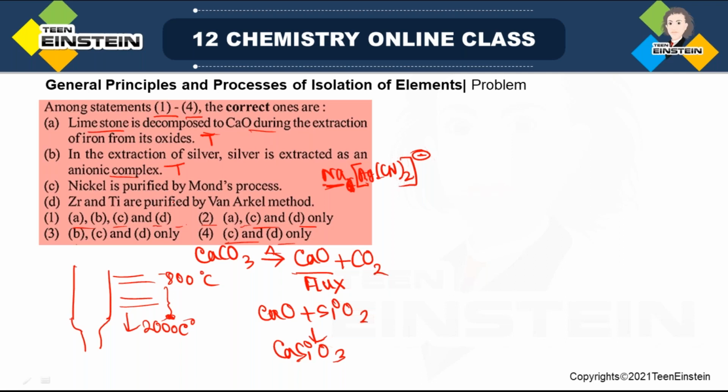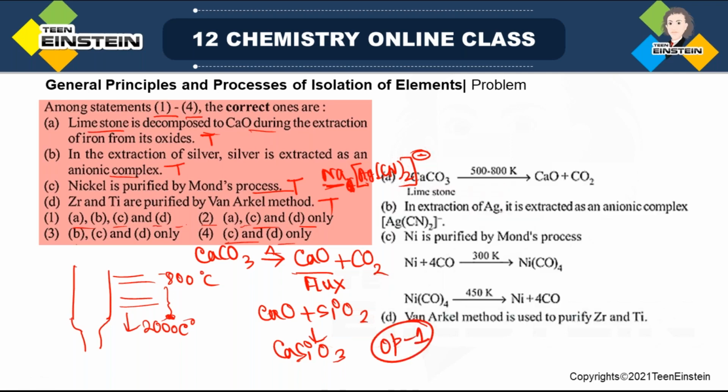Next statement: nickel is purified by Mond's process. We have just seen this in the previous problem, so this is also correct. Zr and titanium are purified by the Van Arkel method. This is also correct. So all the statements are correct, which means the correct option will be the first option.